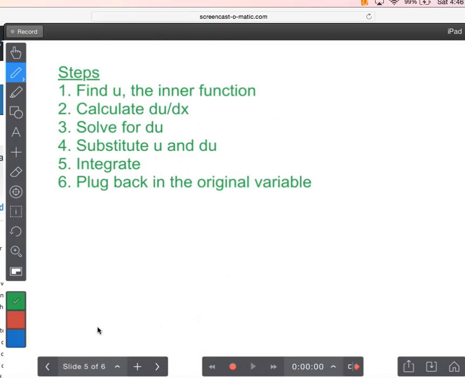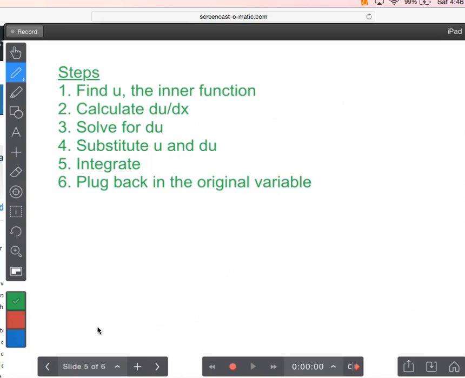The first thing that you want to do when you're trying to do integration by substitution is to find u, the inner function. Second, you then want to calculate the derivative of that inner function. We call that du dx. Then, step 3, you want to solve for du from that du dx expression. Fourth, you then want to make your substitutions for u and du into your integral so that you get everything in terms of the variable u.